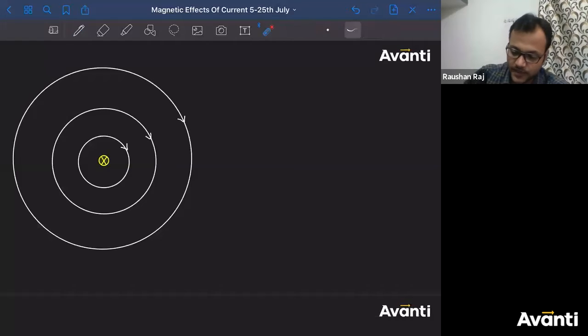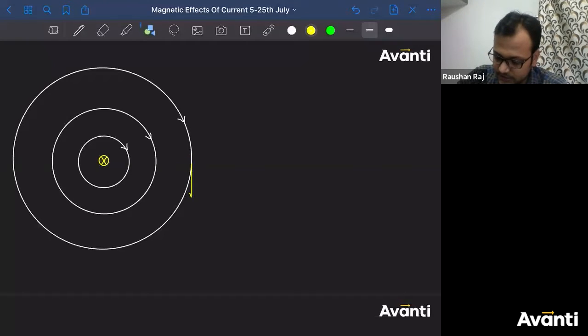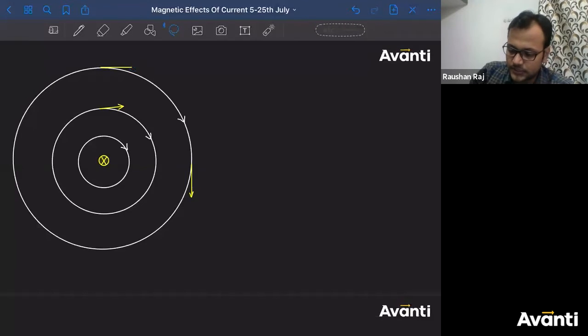If I ask you what is the direction of magnetic field line here, then how will you find that? Draw a tangent at this point along the sense of curling. So it is the direction. Let me draw some sample directions. At this point, it will be tangential like this. At this point, it will be in this way. This point, it will be in this way. So these are the directions of magnetic field lines. If you draw a magnetic field line here, it will look like this.